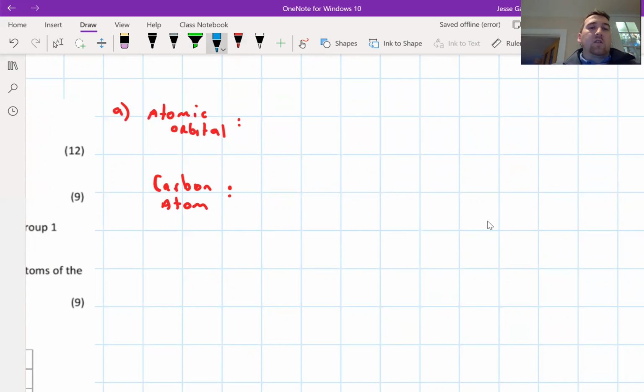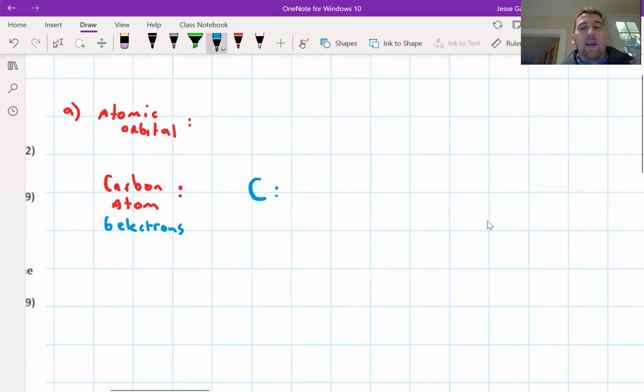If you haven't done this already, the first thing you need to do is get your periodic table and work out how many electrons a carbon atom has. If you didn't know how to get started, pause the video and do that now. Carbon atoms have 6 electrons. The symbol is capital C, and you need to write the electronic configuration, the sp configuration. Now that I've told you 6 electrons, you might be able to pause the video and do that now.